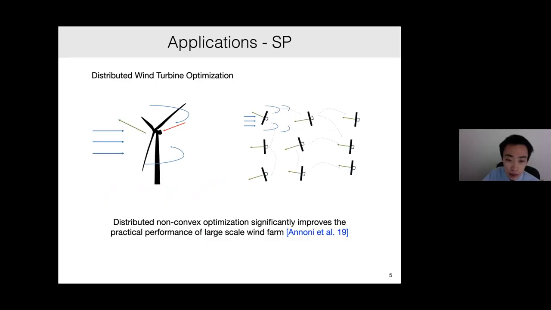And if we only do individual optimization, that can be highly suboptimal. For example, if there is no coordination between the up and downstream turbines, it could cause some power loss for the downstream turbines. And to enable fast and real-time coordination, the turbines have to agree on a set of yaw angles to operate in a distributed manner. And if we use distributed non-convex optimization, it can significantly improve the practical performance of the large scale wind farm.